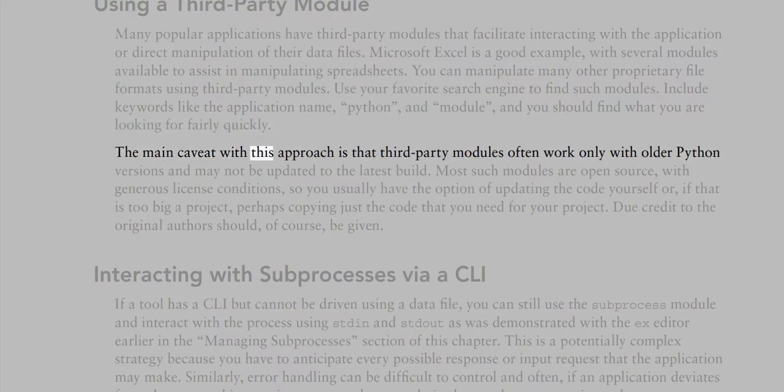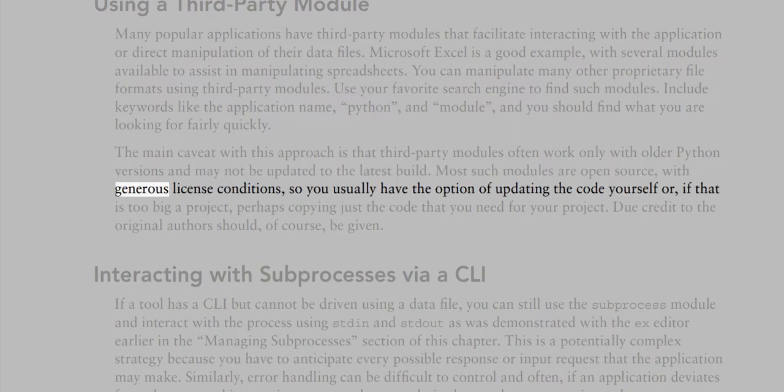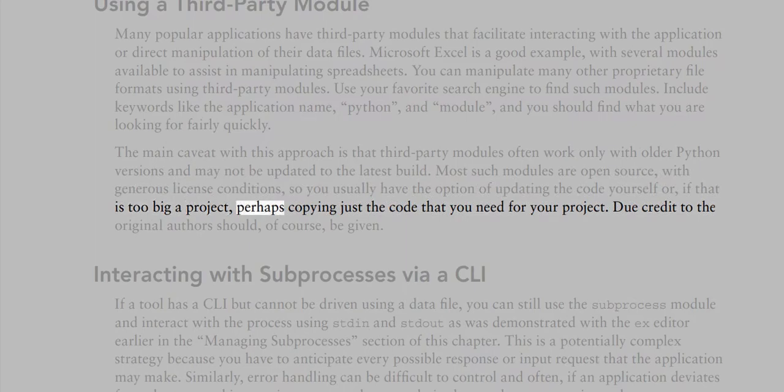The main caveat with this approach is that third-party modules often work only with older Python versions and may not be updated to the latest build. Most such modules are open source, with generous license conditions, so you usually have the option of updating the code yourself or, if that is too big a project, perhaps copying just the code that you need for your project. Due credit to the original authors should, of course, be given.